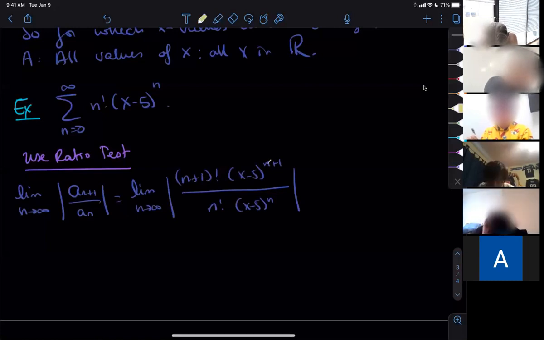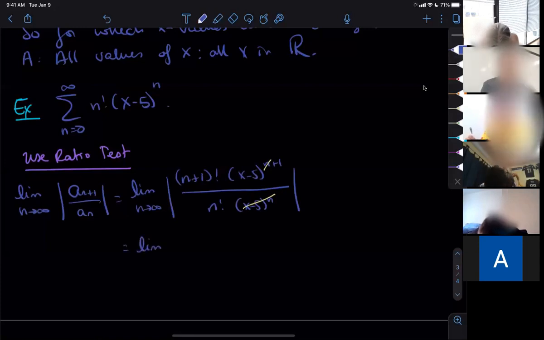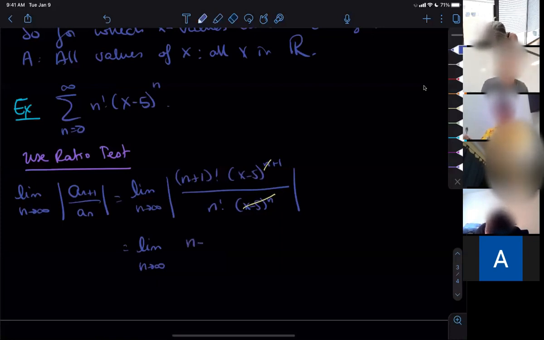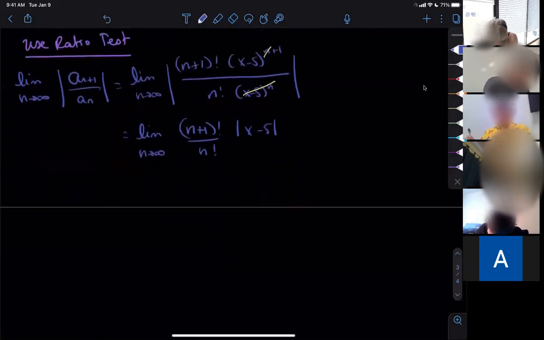And the usual stuff cancels. So that thing cancels with that. I'm going to get, let's see, I don't need the absolute values on the n's because the n's are always positive. I do still need it on the x minus 5s. So I'm going to get (n plus 1) factorial over n factorial times the absolute value of x minus 5. Just like before, x minus 5 is the constant, that doesn't change with n, so I can pull that out in front of the limit.